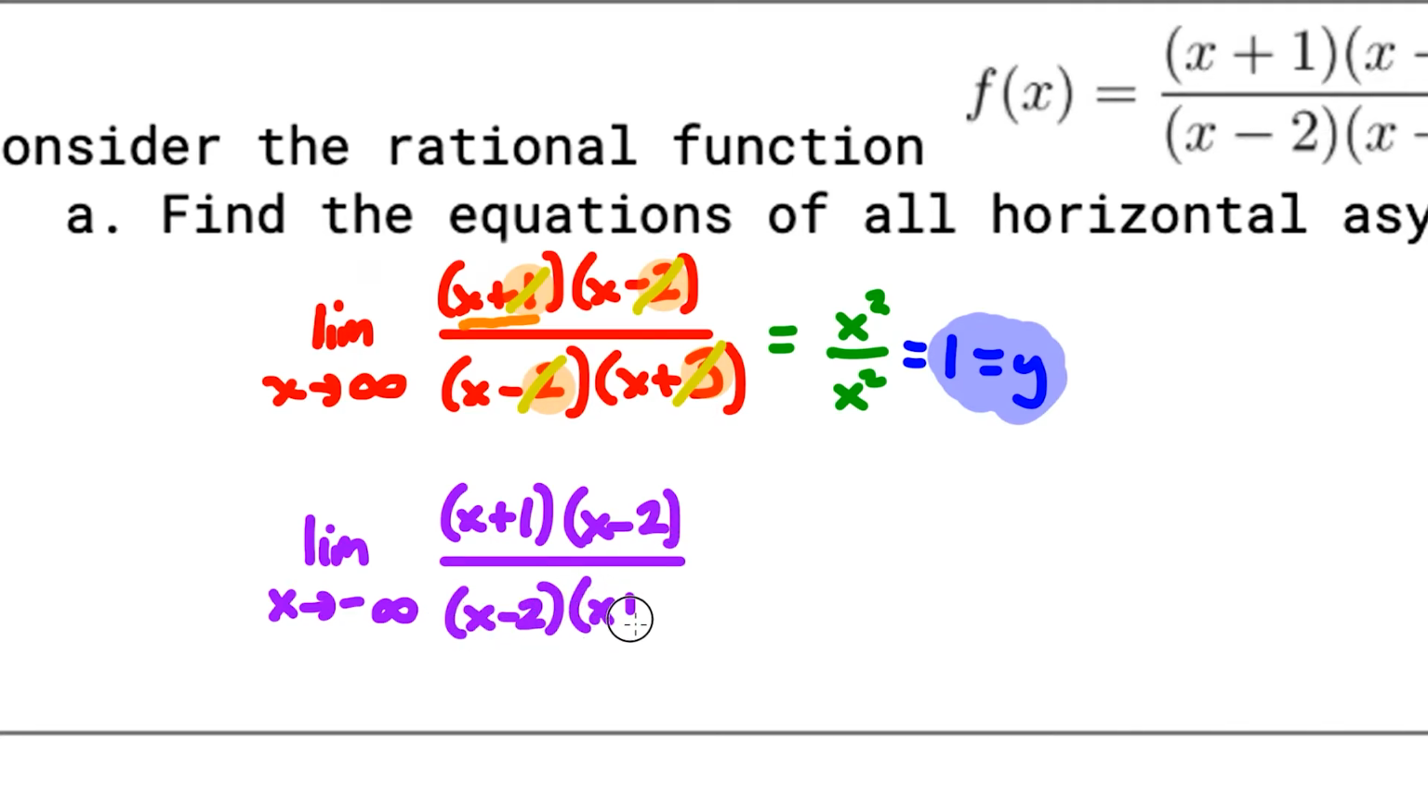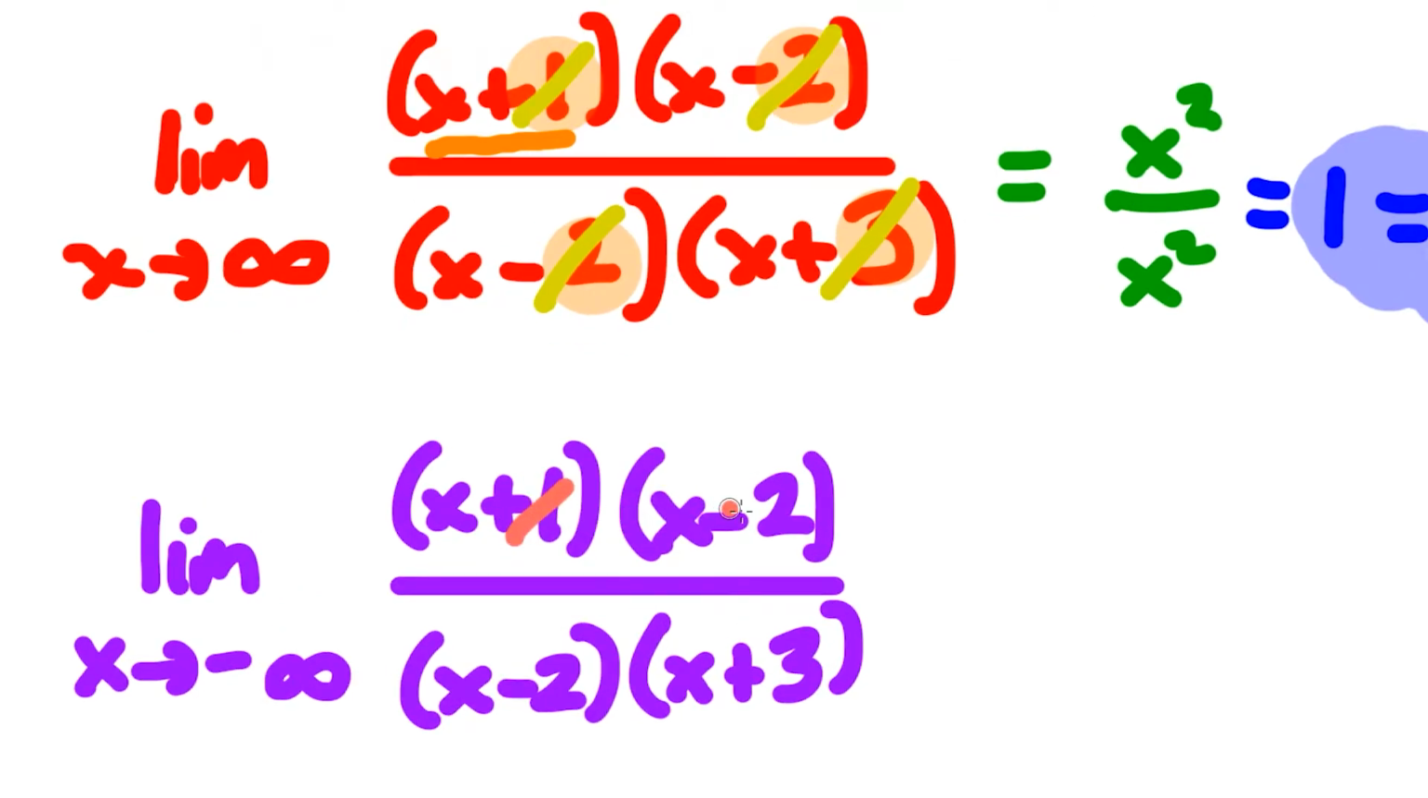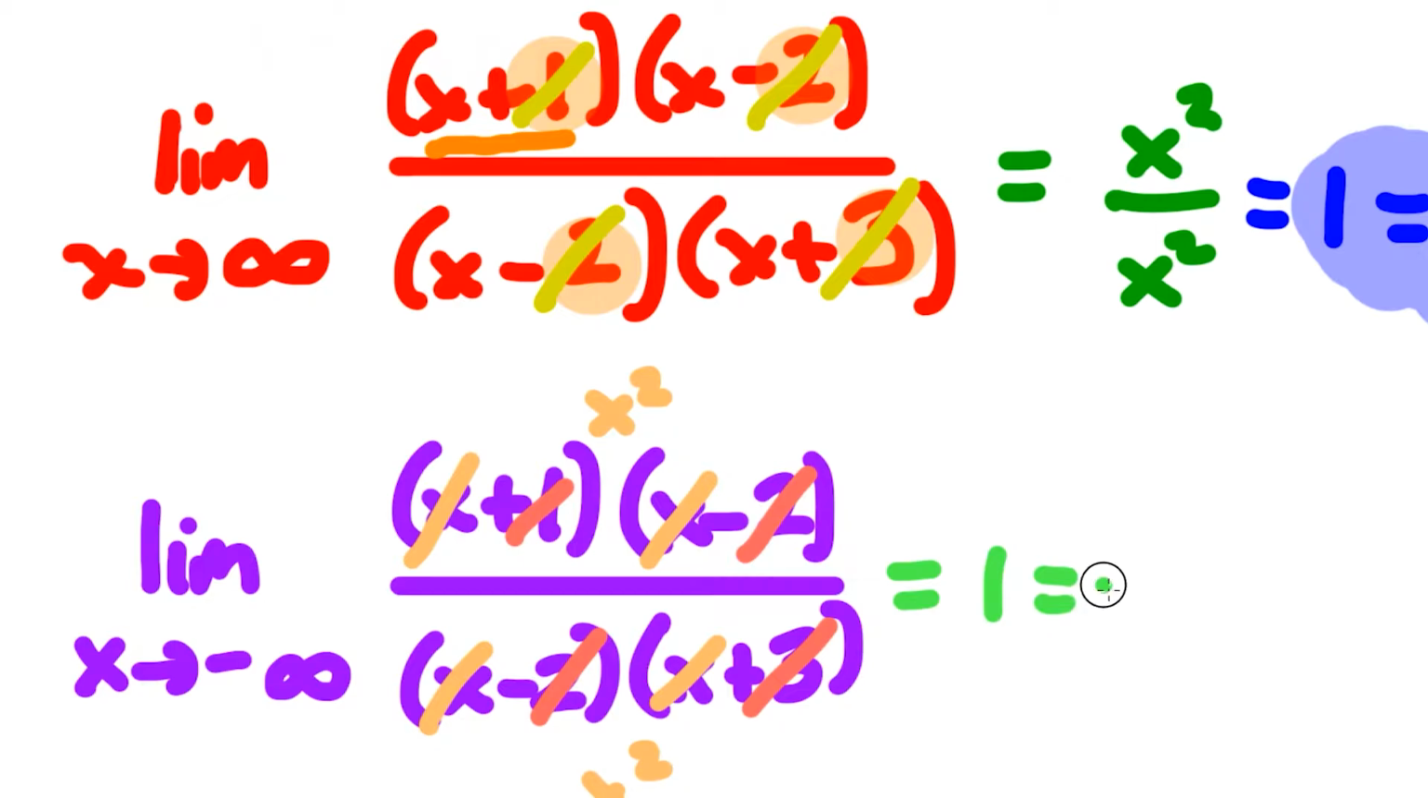Okay, well the same rules apply. Since we're going to negative infinity, that 1 is meaningless, the negative 2 is meaningless, negative 2 again is meaningless, and this 3 is all meaningless. So you end up with, again, an x squared on top. This all cancels. And then you have an x squared on the bottom. Well, x squared over x squared is going to get you 1. So again, we have y equals 1 for the horizontal asymptote.